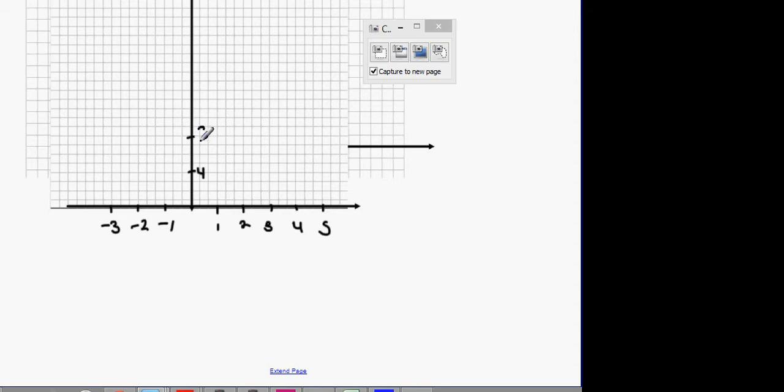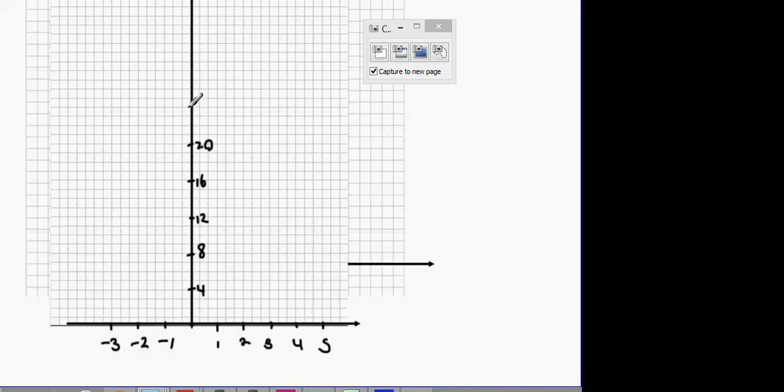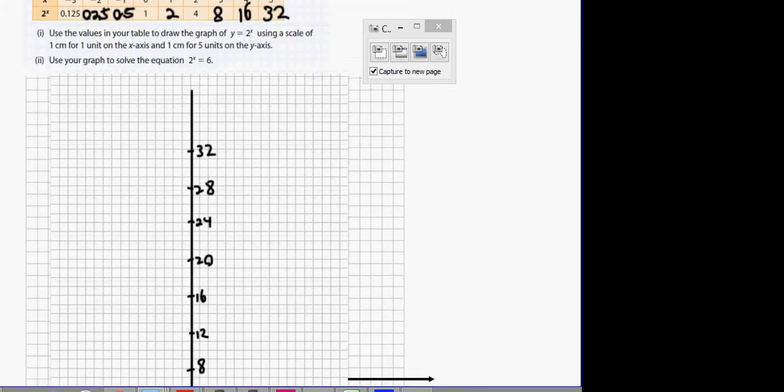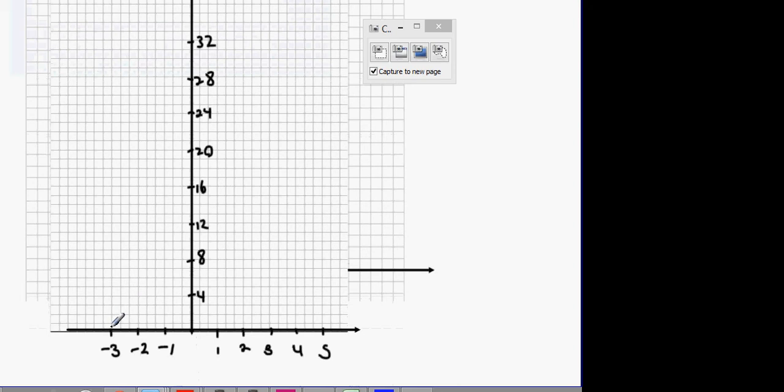Once again, I got to count up in 4s. 4, 8, 12, 16, 20, 24, 28, 32. Okay, guys, I'm going to put in points, okay? Now, to put in points, we're going to get -3 and an 8. So it's going to be right down the bottom here.